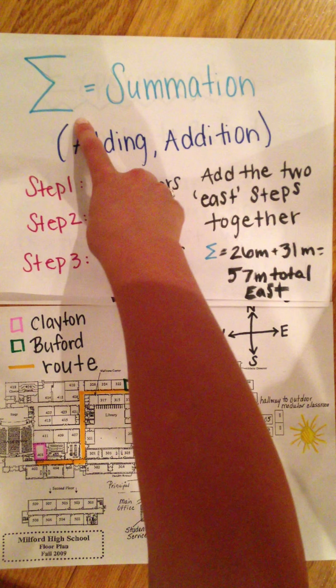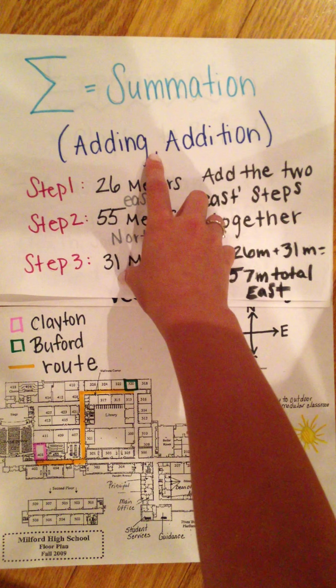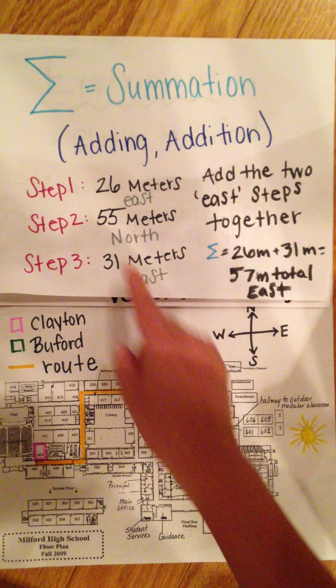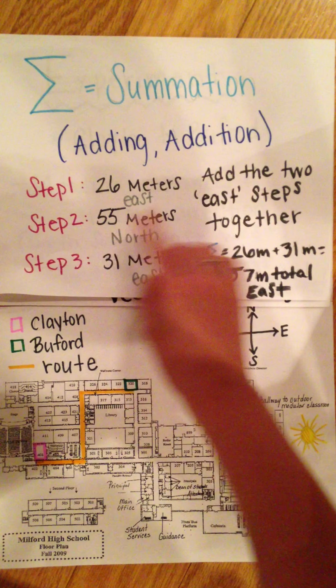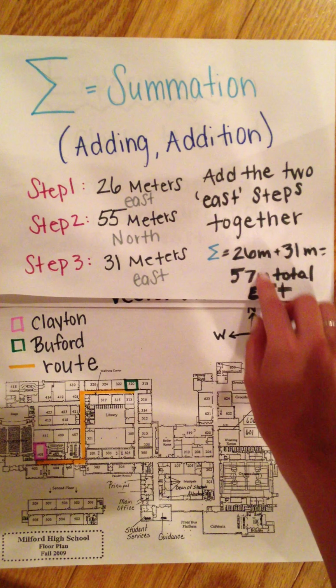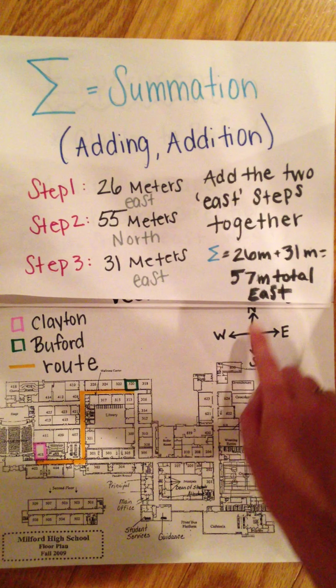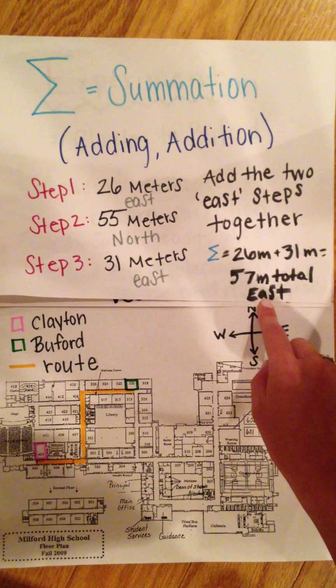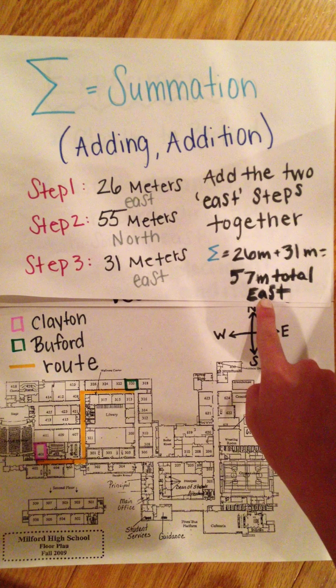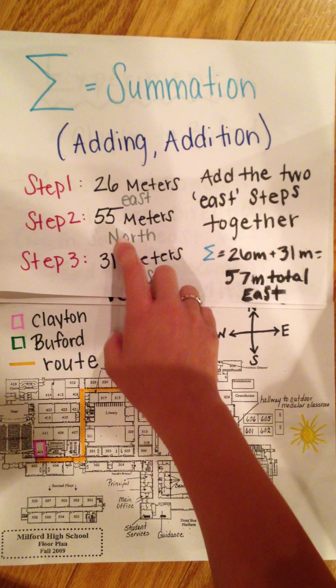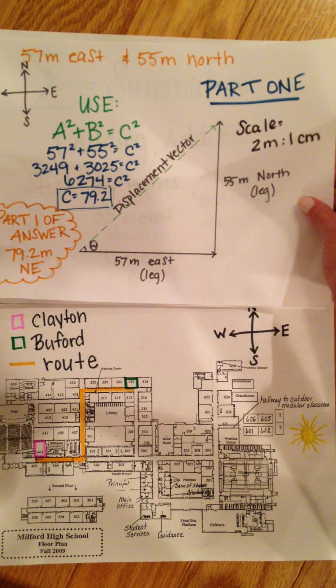Here's the Greek symbol here. It kind of looks like a backwards E, but it just means to add, or like addition. So that way, instead of having 3 steps, we can add the 2 east steps together to just get 1. That way we have 2 steps instead of 3. So now we have the east direction, so 57 meters east, and we have the north direction, which is 55 meters north. So now we can start the math.